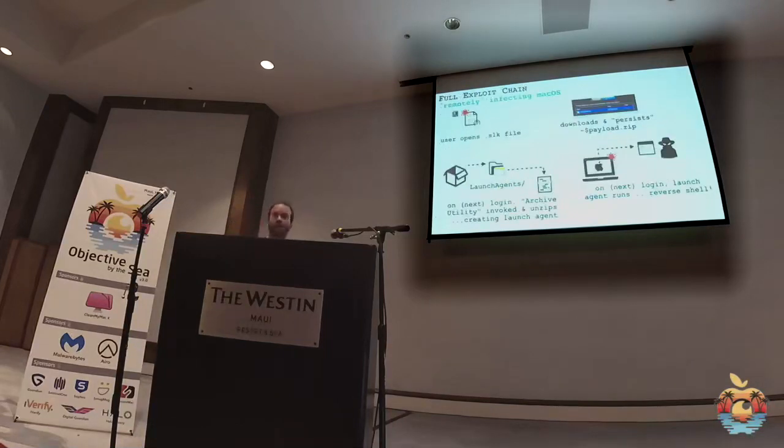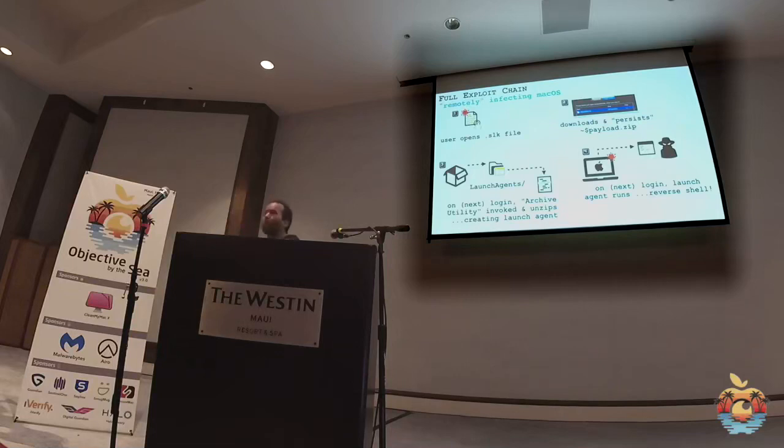So here's the entire exploit chain. The user opens one of these old school SLK files. This contains this XLM macro code, which again is automatically executed with no alerts. What this does is download and persist this specially crafted zip file. And then the next time the user logs in, archive utility, which is a signed Apple binary that doesn't have to be notarized or anything, will execute outside the context of the sandbox. So we're running as a login item. It will kindly unzip the zip archive for us and will create the launch agent for us.